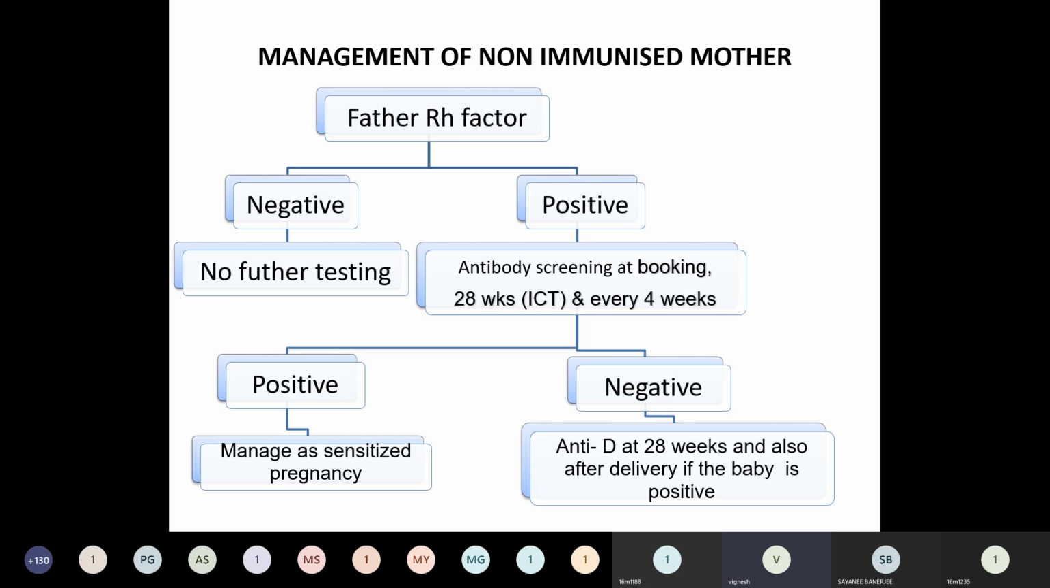So the management of a non-immunized mother: father's Rh factor. If the father is Rh negative, there is no further testing. If the father is Rh positive, you do the antibody screening of the mother at 28 weeks, that is the indirect Coombs test, and repeat every 4 weeks. If she is negative, give anti-D prophylaxis at 28 weeks, single or double dose, and deliver the baby at 38 weeks.